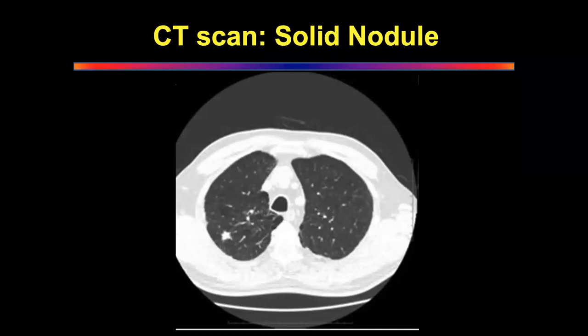Sir, it's a star shape. Stellate. Any other word you want to use? Irregular. Any other word you want to use to describe this? Spiculated. Spiculated is the word. I want you to use the word spiculated. Not stellate, not star shape. This is spiculated. What is the significance of a spiculated lesion?